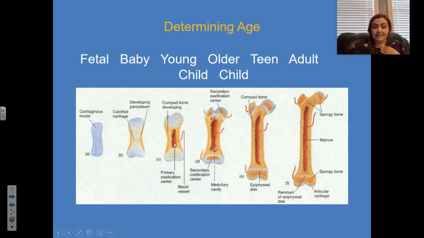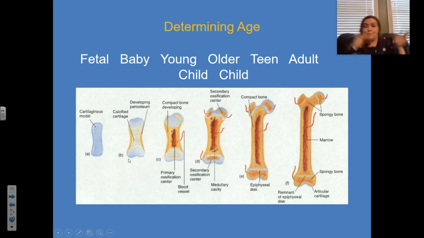Again, just kind of looking at the inside of the bones. A lot of fetal babies, so really tiny, and babies, a lot of their bone isn't hardened yet. It's mostly cartilage. Compact bone is developing because it's a lot of cartilage, so they're way more flimsy and floppy. They have so much room to grow. A lot of their bones aren't hardened yet. It starts getting more and more over time.